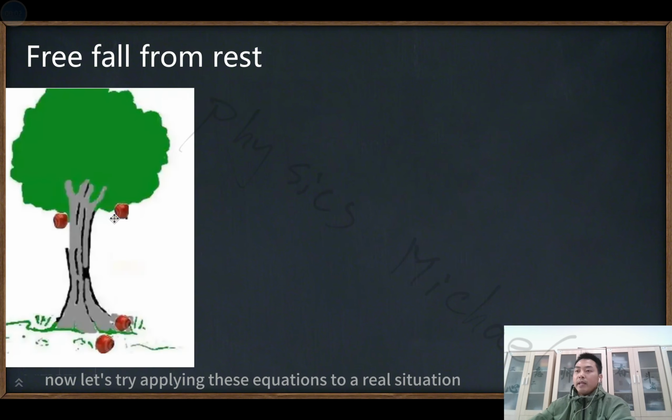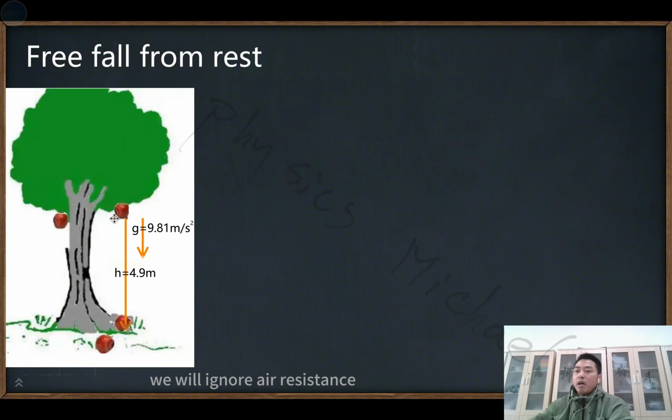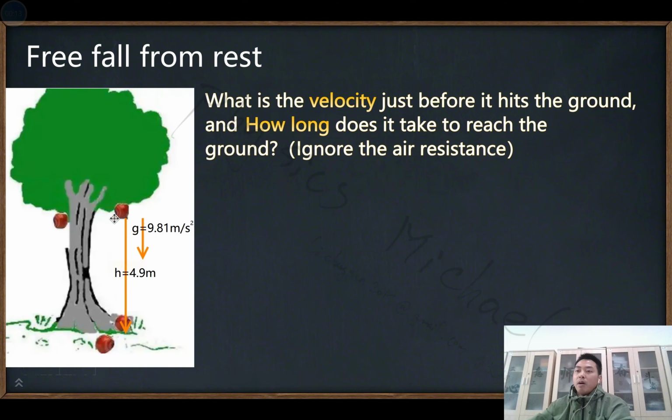Now let's try applying these equations to a real situation. Imagine an apple falls from a height of 4.9 meters. We will ignore air resistance. We want to find two things. One, what is the velocity just before it hits the ground? And two, how long does it take to reach the ground?